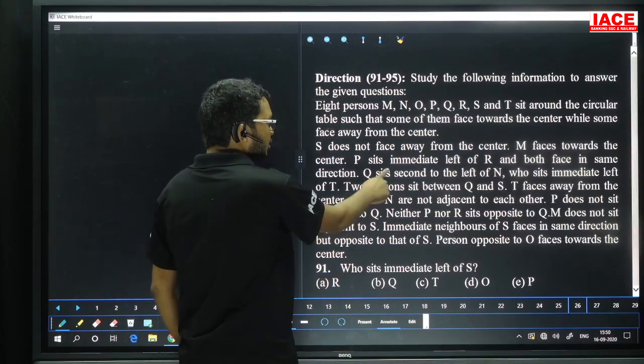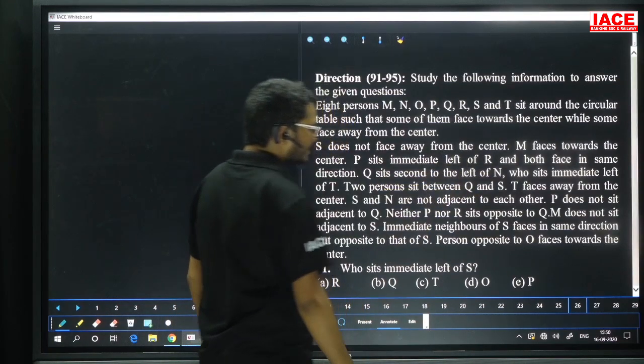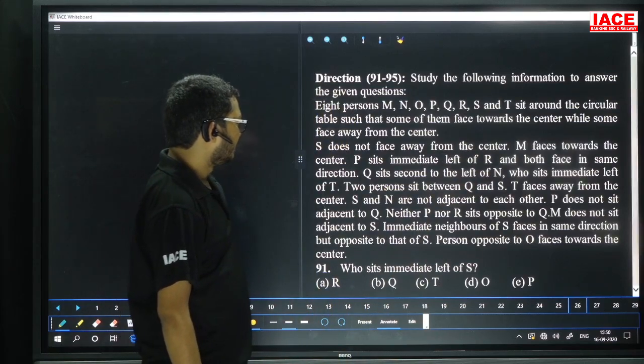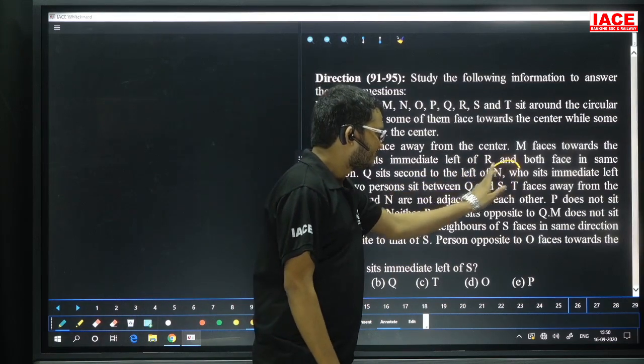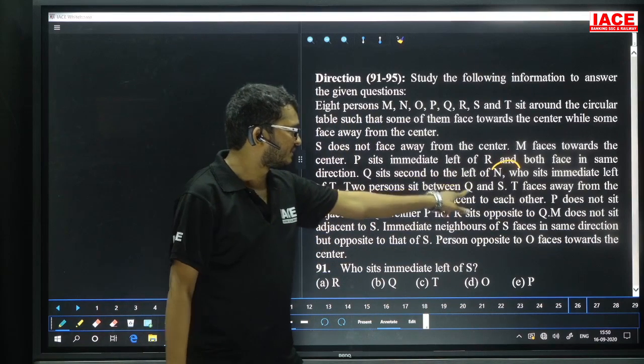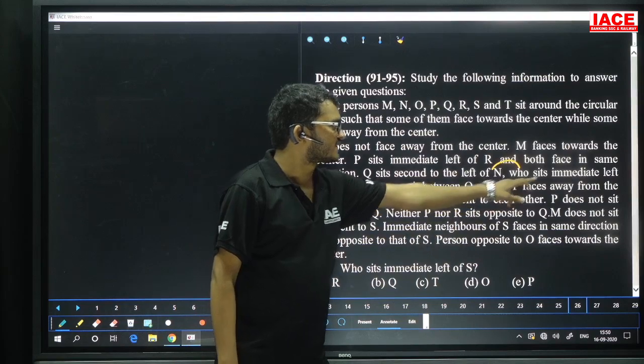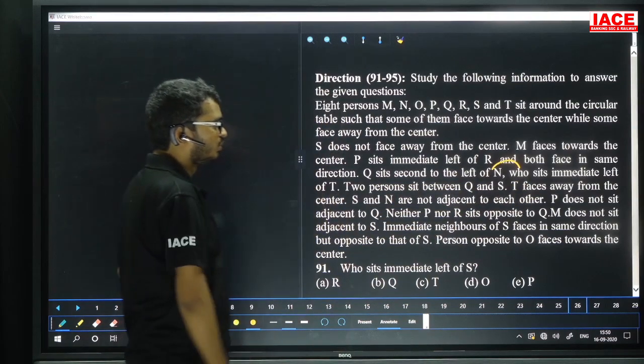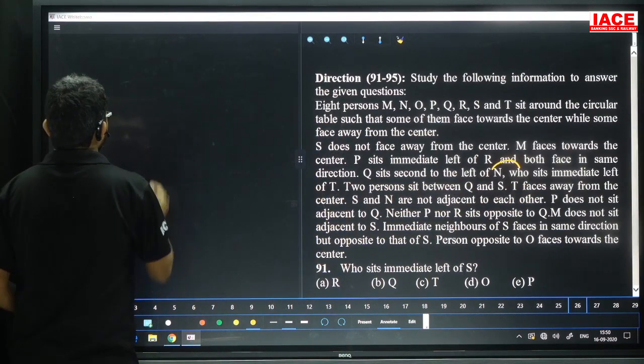Next, Q sits second left of N. Next, who sits immediate left of T? Q is second left of N. Who qualifies N? N is immediate left of T. Two persons sit between Q and S. T faces away from the center. Take this as the clue point: T is facing away from the center.